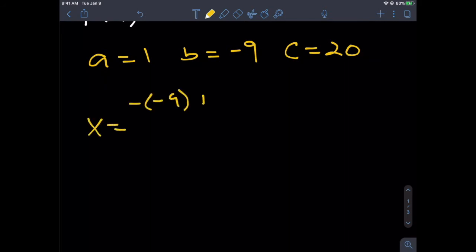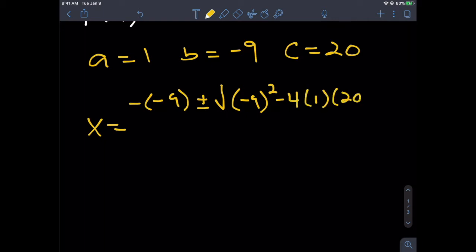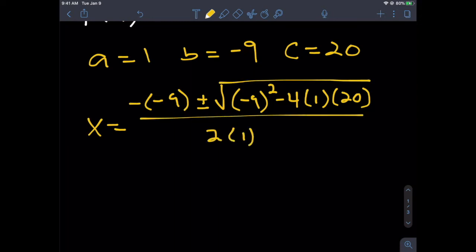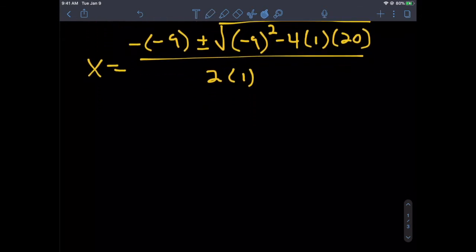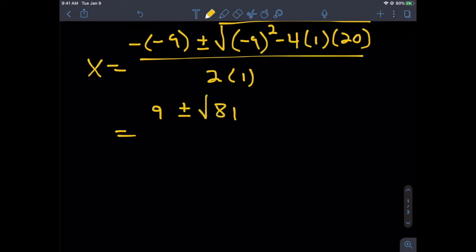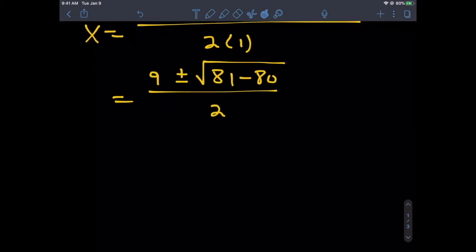x equals negative, the b value is negative 9, plus or minus the square root of b squared, that would be negative 9 squared, minus 4 times a is 1, and c is 20. Close up that radical. The denominator of our quadratic formula is going to be 2 times the value of a, or 2 times 1. Now, it's just a matter of evaluating. Negative is a positive, so we get positive 9. Negative 9 squared is 81. Negative 4 times 1 times 20 is negative 80. And then, of course, in the denominator, 2.